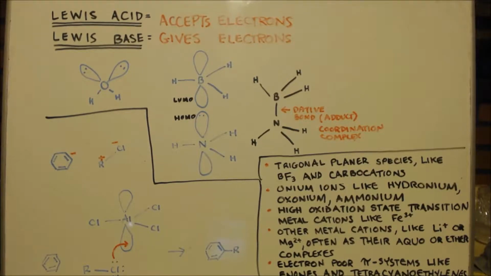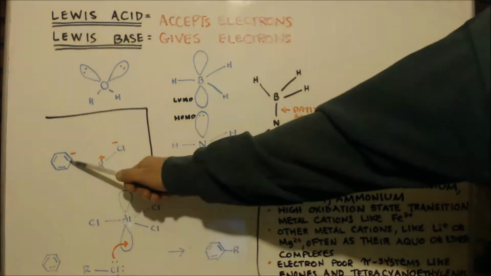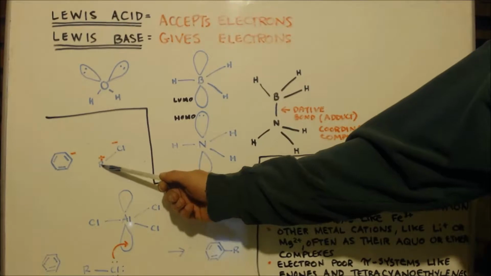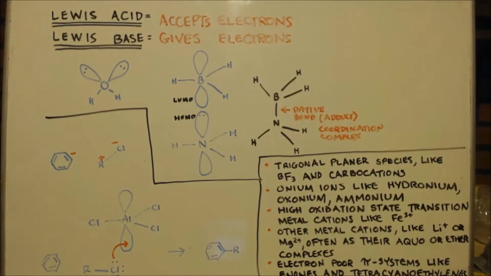Now I want you to notice one of the most, I don't know, it's the first Lewis acid that you'll come in contact with. And like I said, it's going to be trigonal planar. It is in the Friedel-Crafts acylation or alkylation. In this case, we're doing alkylation because we have an alkyl group here. That's what R stands for, any random group of hydrocarbon.